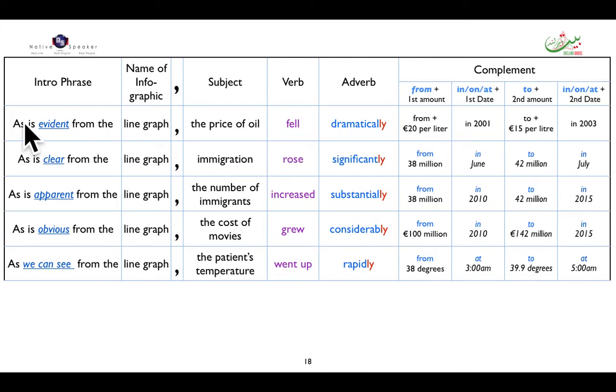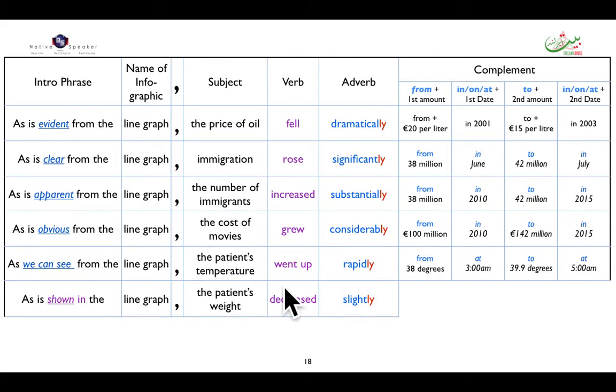Good. As is evident from the, as is clear from the, as is apparent from the, as is obvious from the, as we can see from the. So you see, very easy to build your start. And now we have a slightly different one, as is shown in the line graph, comma, the patient's weight decreased slightly from 140 kilos on Monday to 139.7 kilos on Thursday.